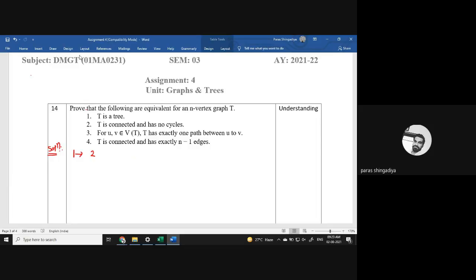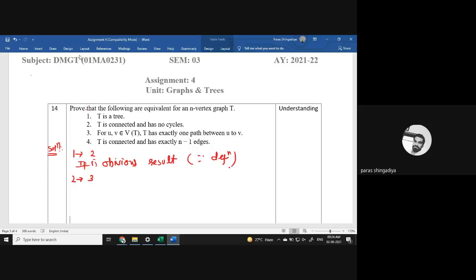Clear? So now a graph is a tree. So what does it mean? It will always be a connected graph and it has no cycle. So 1 to 2 is an obvious result. Clear? That is because of the definition. It is an obvious result because of the definition. And now let us prove 2 to 3.